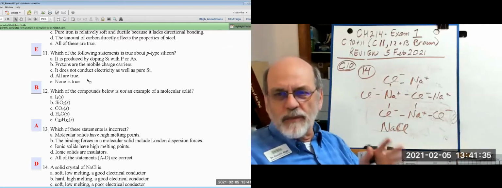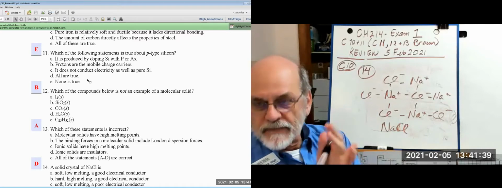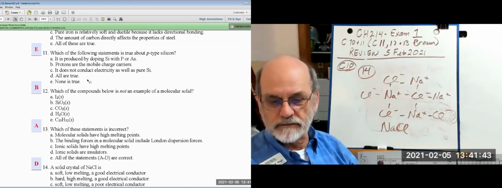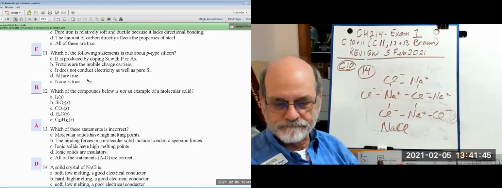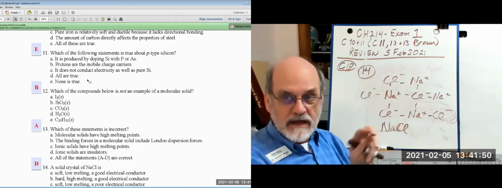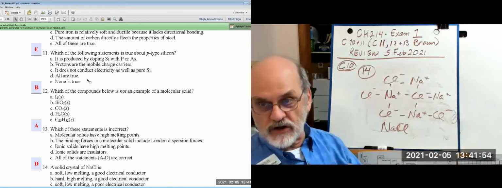All right, so what do we know about ionic crystals? Well, we know that those ions are locked in place. They cannot move. Plus, the bonding is very strong in all X, Y, Z directions.